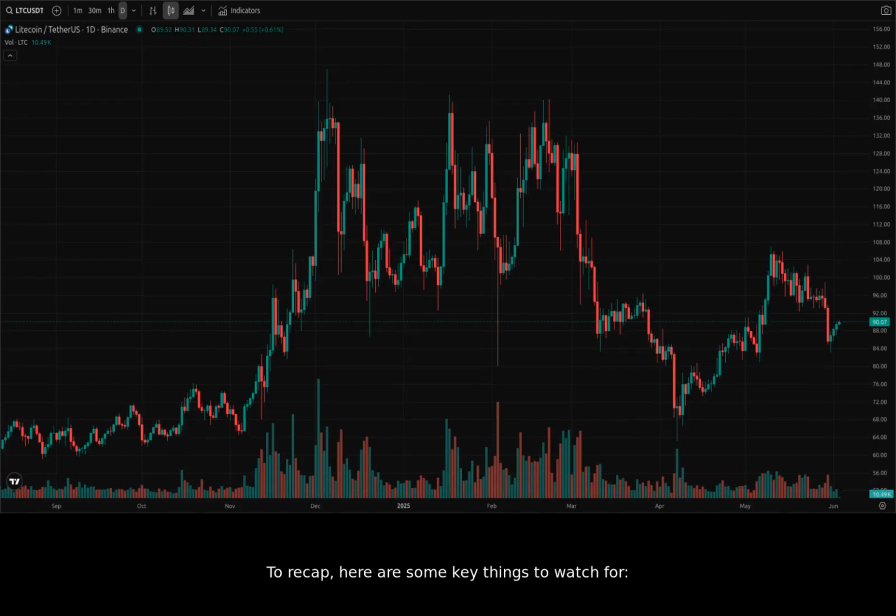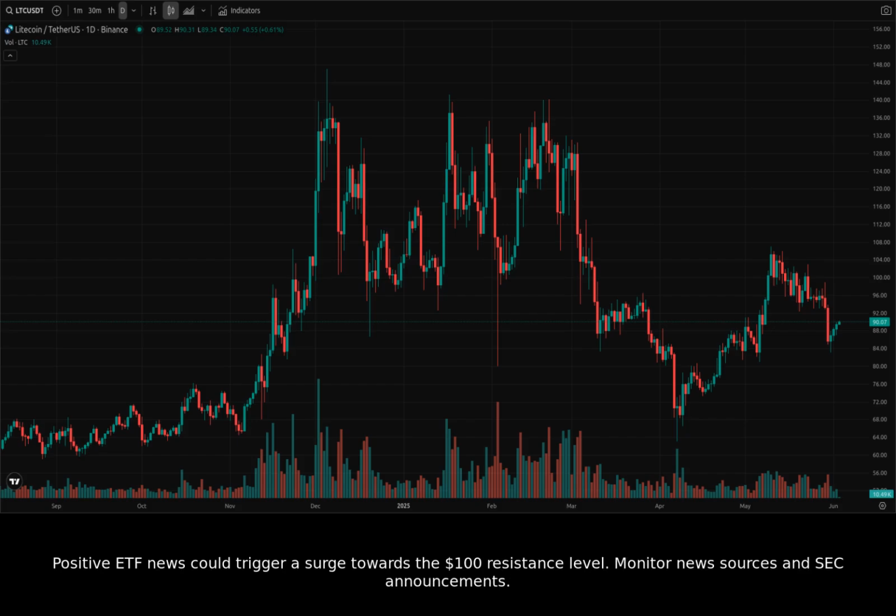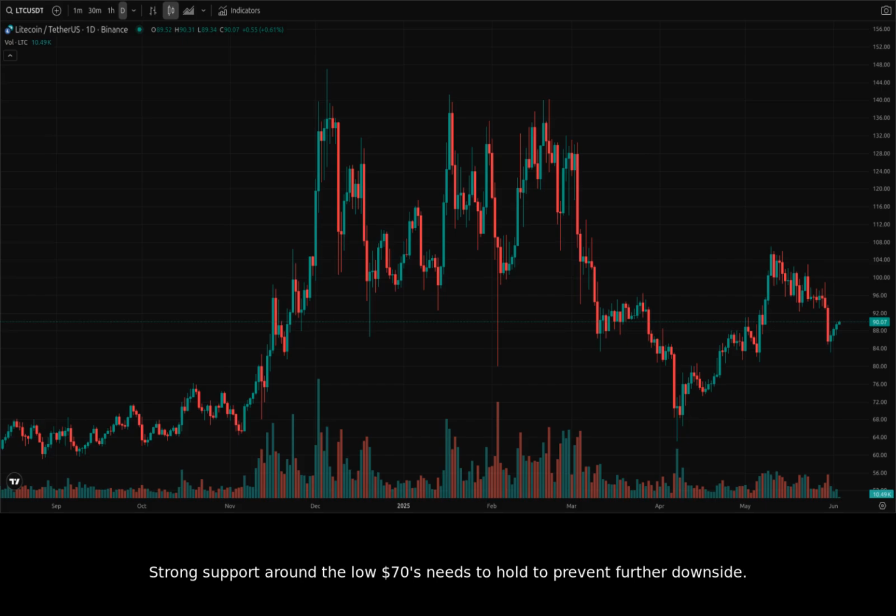To recap, here are some key things to watch for. Positive ETF news could trigger a surge towards the $100 resistance level. Monitor news sources and SEC announcements. Strong support around the low $70s needs to hold to prevent further downside. On the hourly chart, watch for a break above $85 as a sign of bullish momentum.